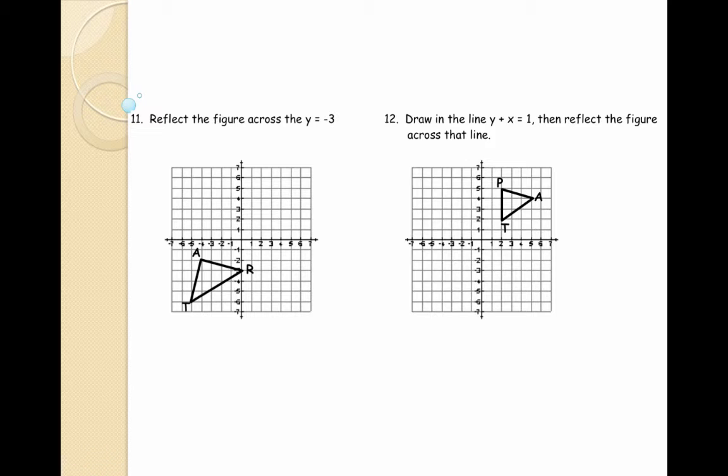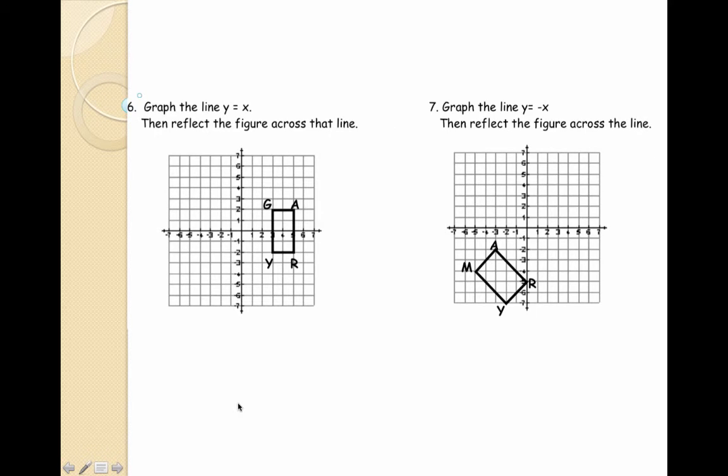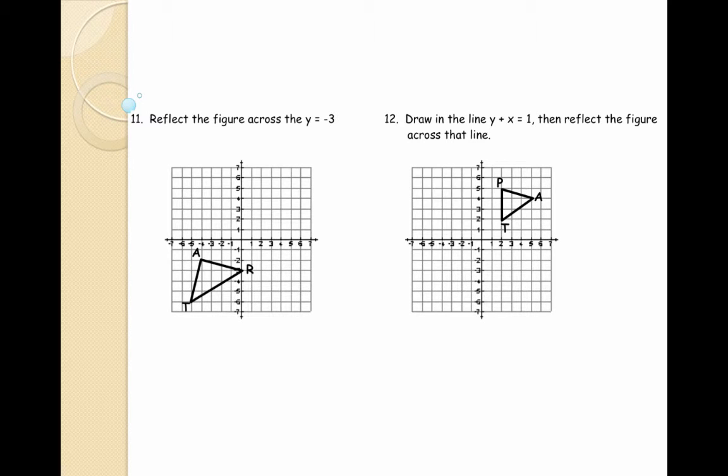Okay. So for 11, we want to reflect across y equals -3. Y equals -3 is a horizontal line. Let me get back there. It's a horizontal line, so those we kind of like the best. But you may not like it best when it runs through your triangle. But it's still fine. A goes down 1 to get to the line, so down 1 more. T goes up 1, 2, 3 to get to the line, so go 3 more. R is on the line, so it stays put.